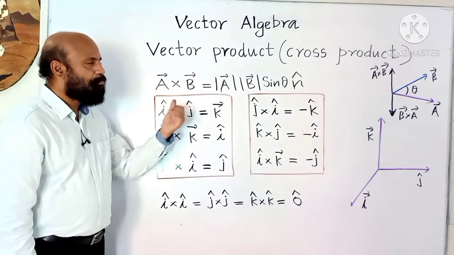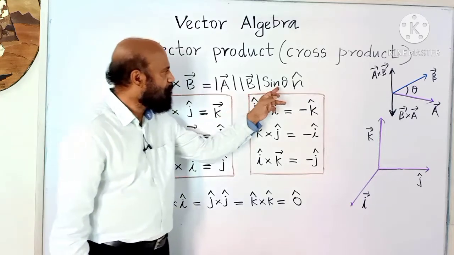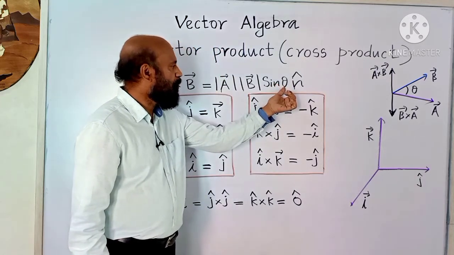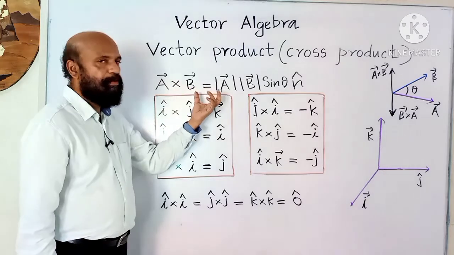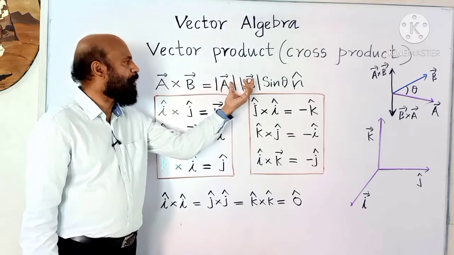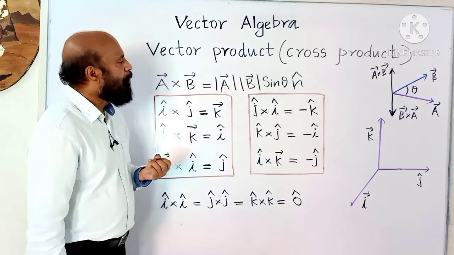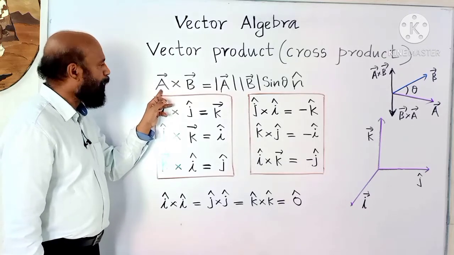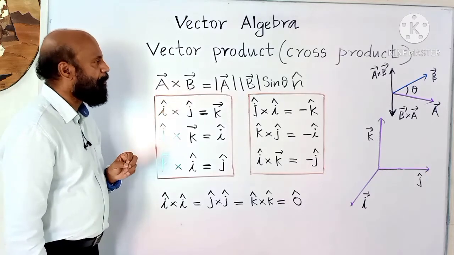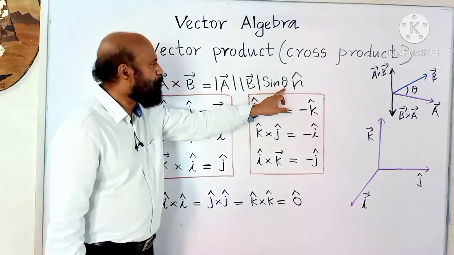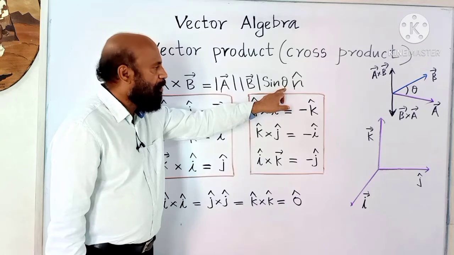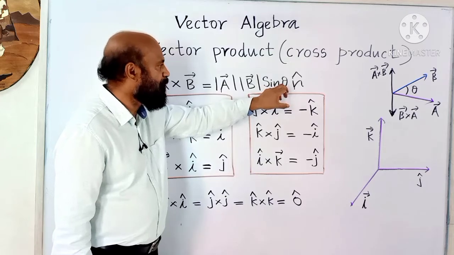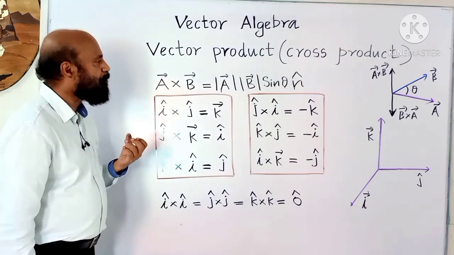The magnitude of A cross B will be maximum when theta is 90 degrees. Sine 90 is 1, then the magnitude of A cross B will be equal to the product of the magnitude of A and the magnitude of B. The magnitude of A vector cross B vector will be 0 if theta is 0. If the angle between the vectors is 0 or 180, the magnitude of A cross B will be 0.